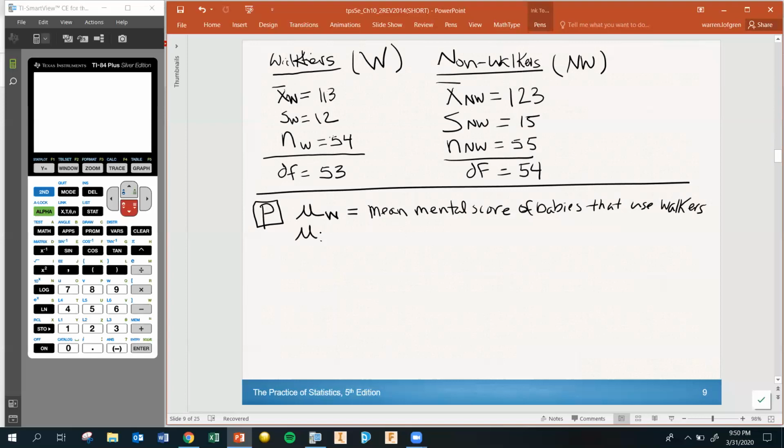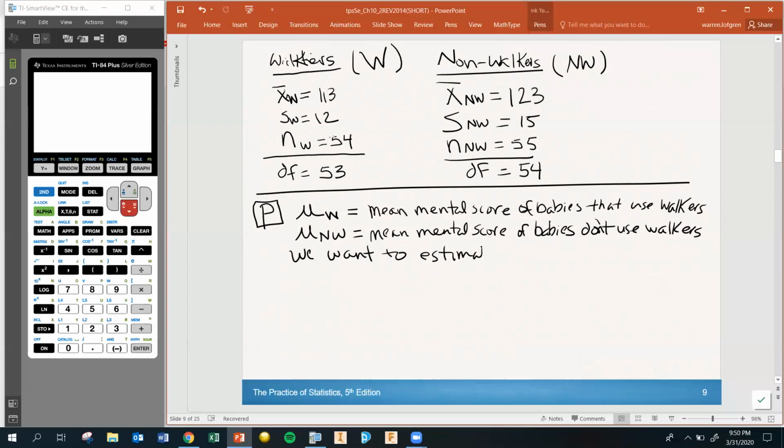And then of course we've got our second group, mu sub NW. This is the mean mental score of babies that don't use walkers. And what we are trying to do is we want to estimate what is the difference between the mean mental score of babies that use walkers and the mean mental score of babies that do not use walkers. So that's identifying my parameter.